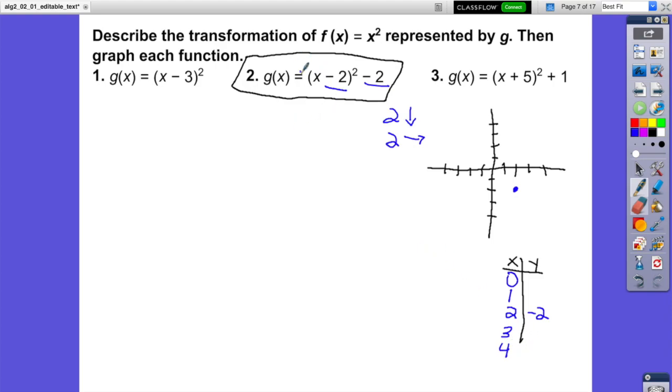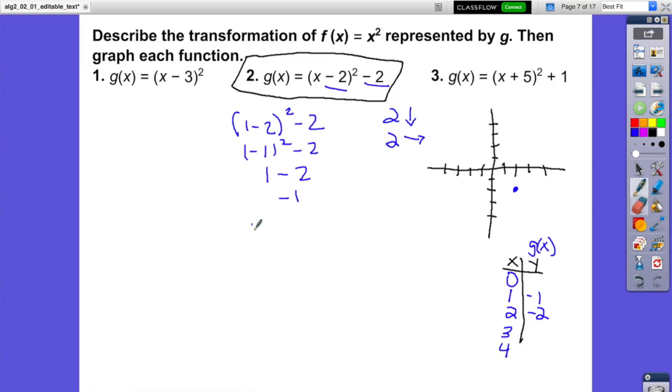Let's do our math here. We can do our mental math, but I'll write out one of them. So I'm going to plug in 1. So 1 minus 2, quantity squared, minus 2. And 1 minus 2 is -1. -1, quantity squared is 1. 1 minus 2 is -1. So we have -1. So y is really the g of x function. I wanted to make sure you guys knew that.